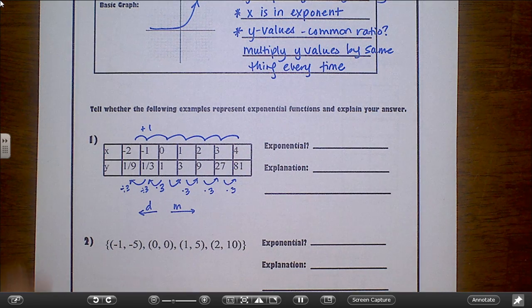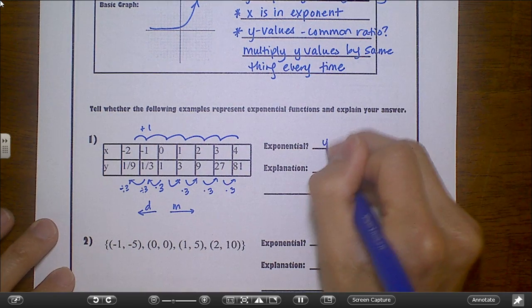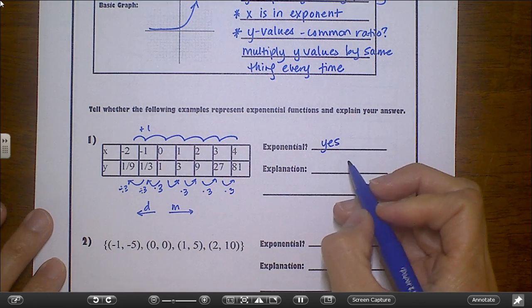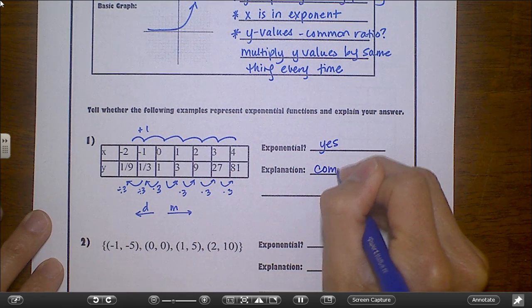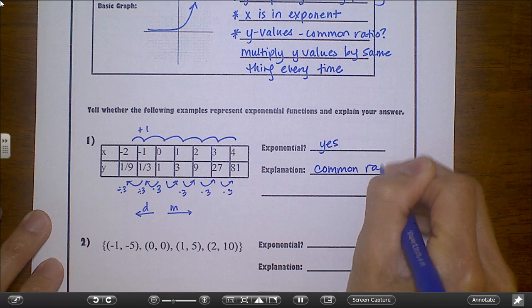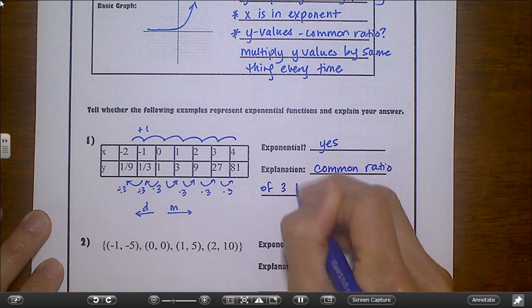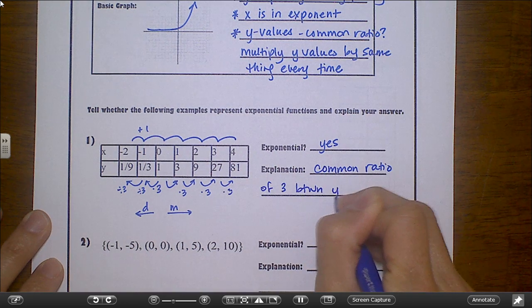Sorry about my dog. All right, so yes, this would be exponential, and the explanation is because there is a common ratio of 3 between my y values.